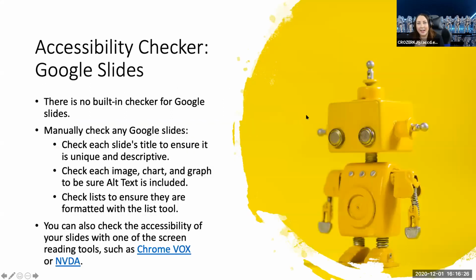So one thing that I want to say for my Google users, there is no built-in checker for Google Slides. So if you love Google Slides, you are going to have to manually go through and check. You want to make sure each slide title is unique and descriptive. You want to make sure all the images, charts, and graphs have alt text. And you want to check lists to ensure that they were formatted with the list tool. Now, because Google Slides are technically web pages, you also can try using a screen reading tool such as ChromeVox or NVDA, which I've linked in here if you want to look at them, to help you check your Google Slides.